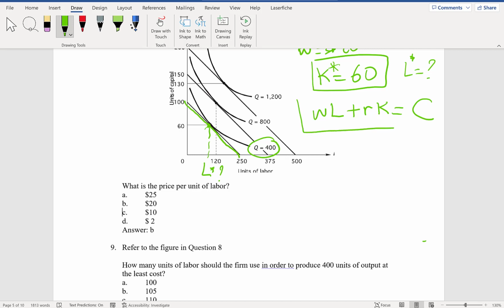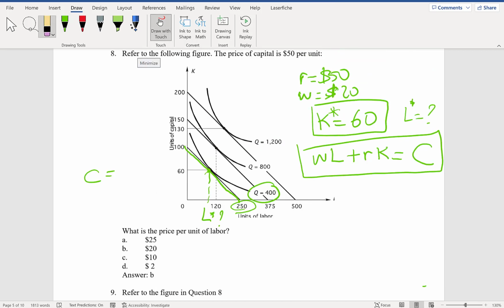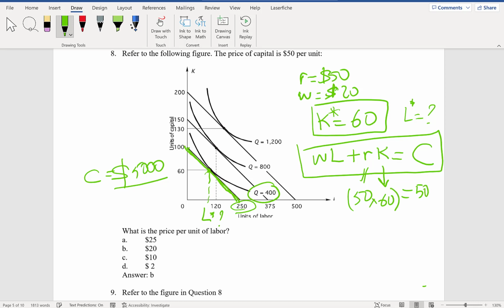So one method is using our budget line. We can use the information we had from the previous part. C is the total cost of production. This isocost line is $5,000. I know R is 50. I know K is 60. This is multiplication. Total cost is 5,000 and I have wage times labor, 20L, plus R times K. I'm going to solve for L.